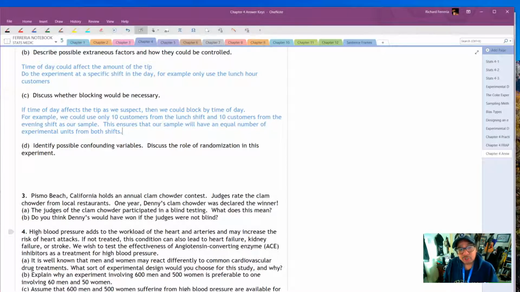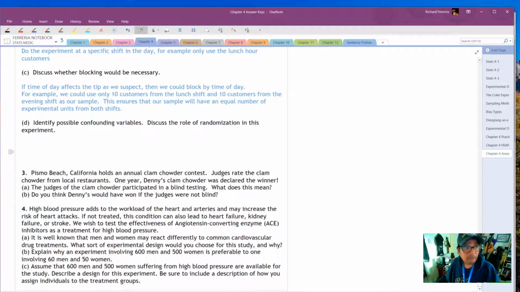So that's going to ensure that your sample will have an equal number of experimental units from both shifts, so that if there is a difference, and we're saying that there is, if the time of day does affect the amount of the tip, then we're going to minimize this effect by controlling how many customers we admit from the lunch shift and how many customers we admit in the evening shift. So that is our blocking.